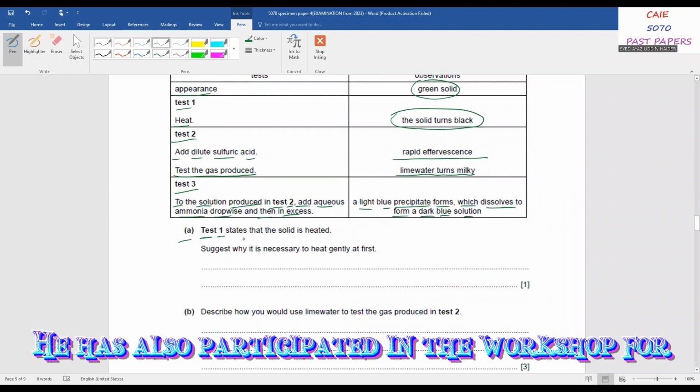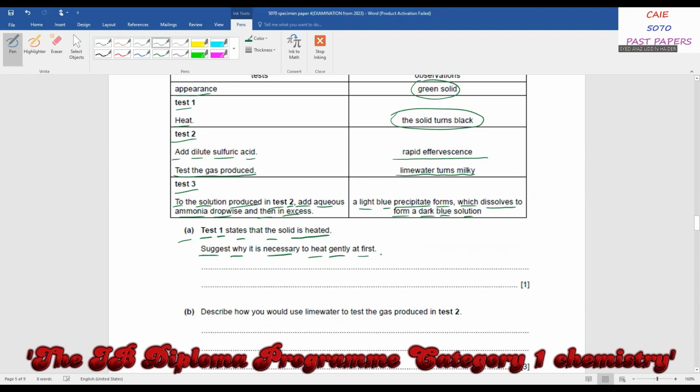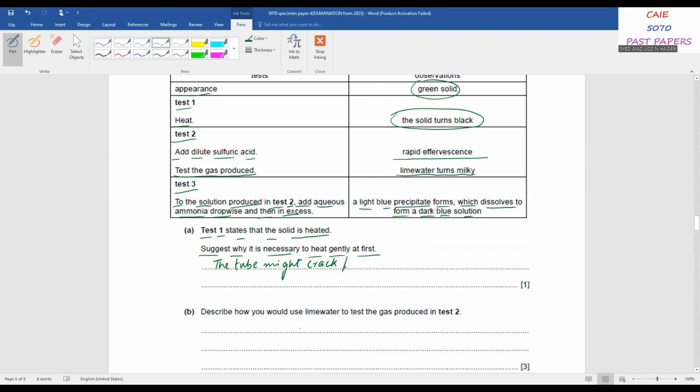A. Test 1 states that the solid is heated. Suggest why it is necessary to heat gently at first. You have to heat gently at first. The reason is that you are heating it in the tube, so the tube might crack. Also, there's a chance that solid might spit out of the tube. So you write solid spits out of the tube.